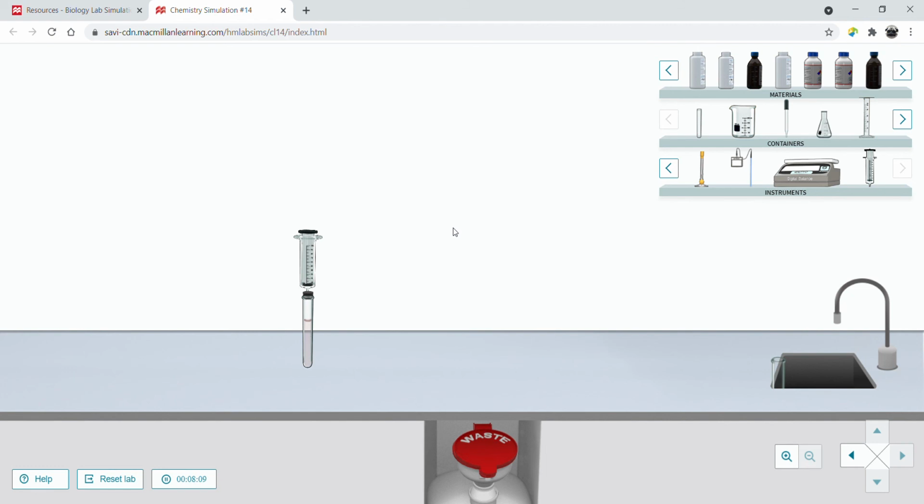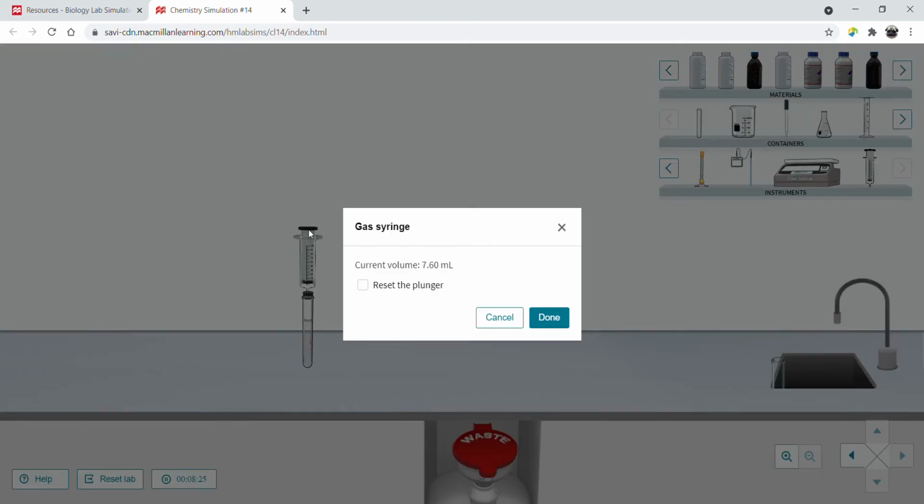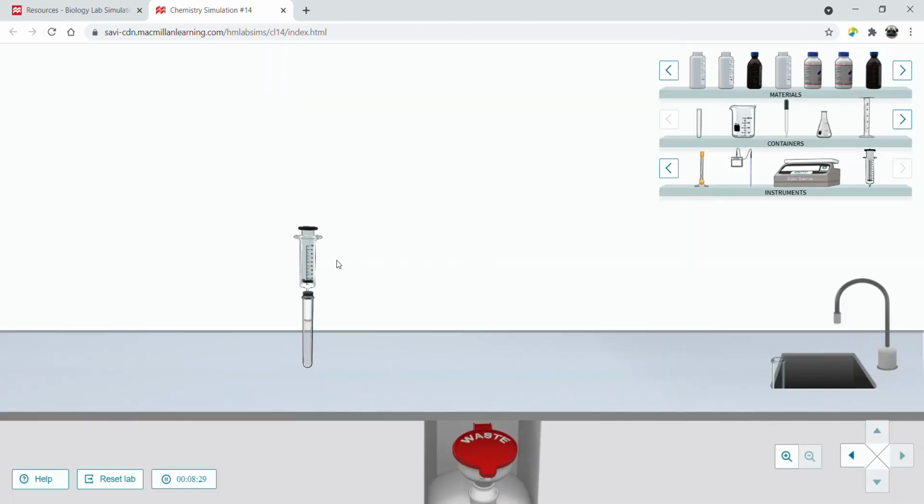15 seconds is 8:23. Oh, I see the plunger going up. I see bubbles being formed. We're going to wait a little bit. Okay, 7.6. It's going up pretty fast, but that's where we stopped, at 7.6. So you're going to want to put that in your table for the pH 6. So 7.6.